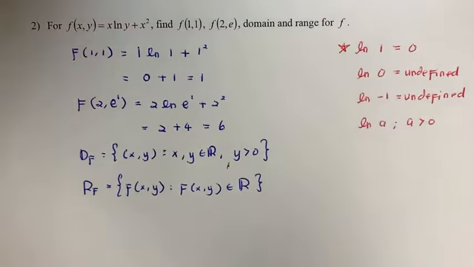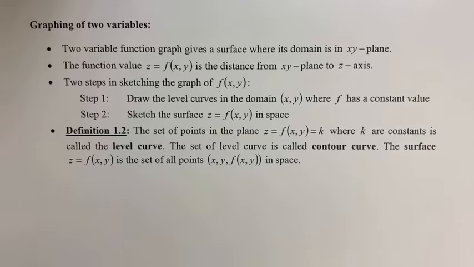Okay, move to graphing of two variables. For two variable functions, the graph gives a surface where its domain is in the xy plane. Okay, so since this is a two variable function, we have the xy plane. The function value z equal to f(x, y) is the distance from the xy plane to the z axis. Okay, so imagine the 3D graph.